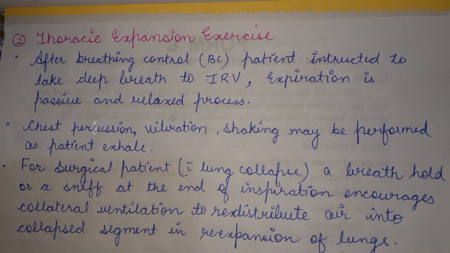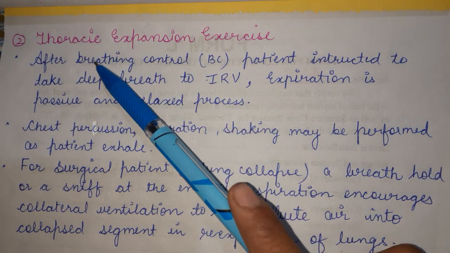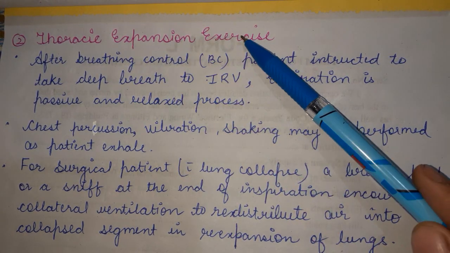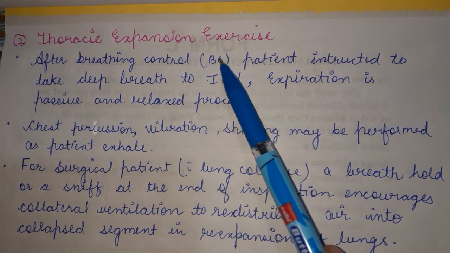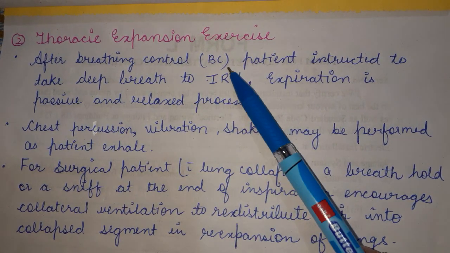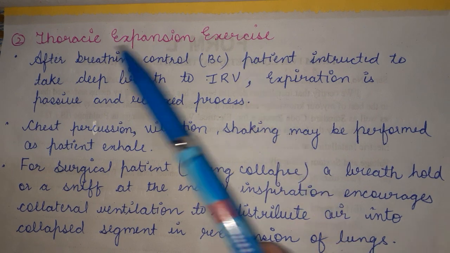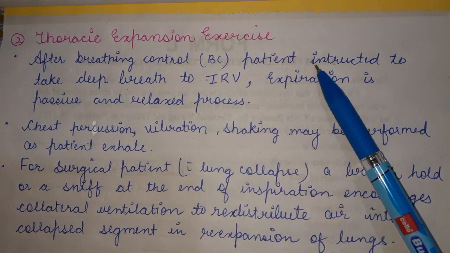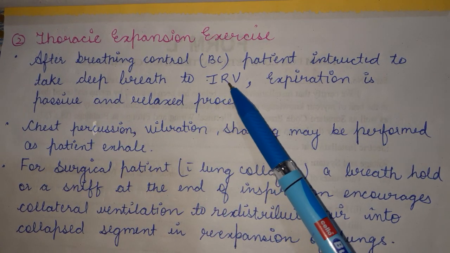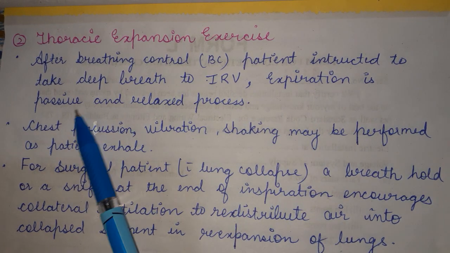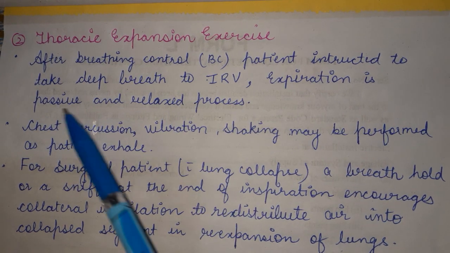Number two of three ventilatory phase is thoracic expansion exercise. So thoracic expansion exercise is after the breathing control. In short we called it BC. After breathing, BC का कोई और मतलब मत निकालना, ठीक है। So after breathing control, patient instructed to take deep breath to inspiratory reserve volume, and expiration is a passive and relaxed process, we know that.